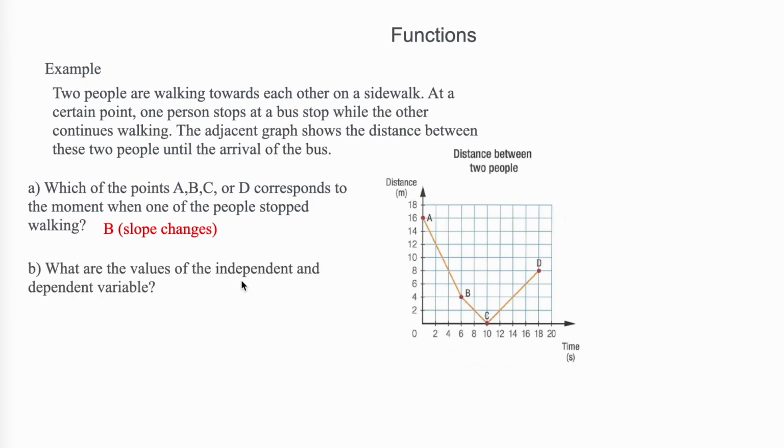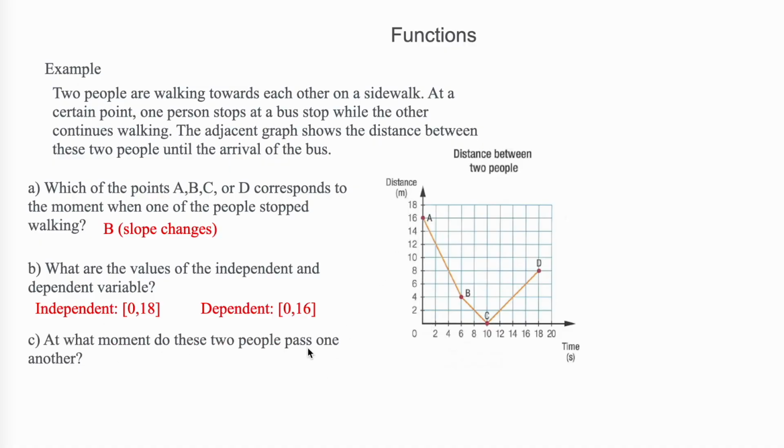What are the values of the independent and dependent variable? The time is independent and the distance is dependent on time. The independent variable, time, is from 0 to 18. The dependent variable, the distance in meters, is between 0 and 16. At what moment do these two people pass one another? They pass one another when the distance between them is 0. It's at point C, at 10 seconds, when the distance between them is 0.